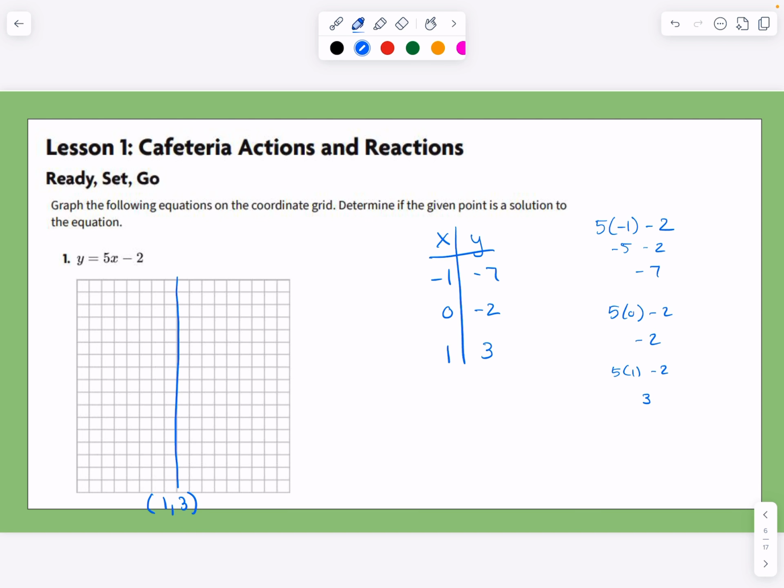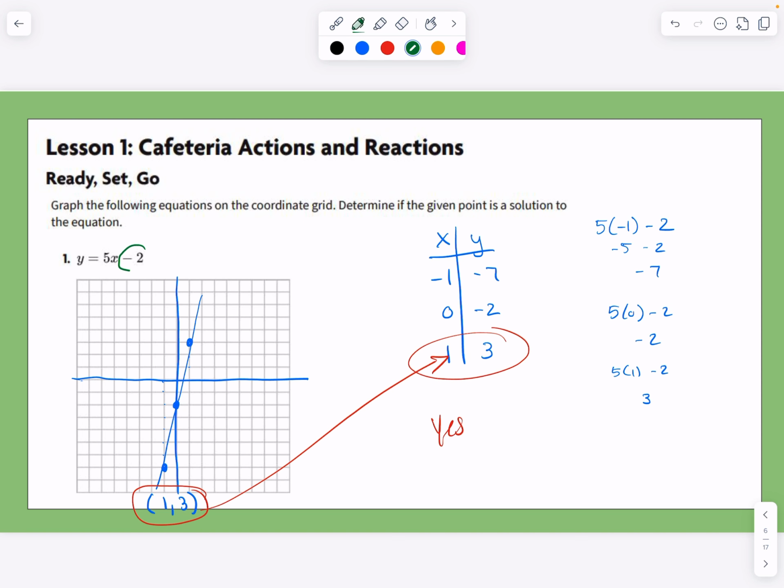Now I'll use the grid they gave me here, and I can plot those out. -1 is at 1, 2, 3, 4, 5, 6, 7, -7. 0 is at -2, and 1 is at 1, 2, 3. So that becomes my first equation there. And now in this case, because of how it's set up, they want to know, is this point on the line? Well, because of how I did my t-chart, I know I have that point. And so we would say definitely that point is on the line. Yes, it is.